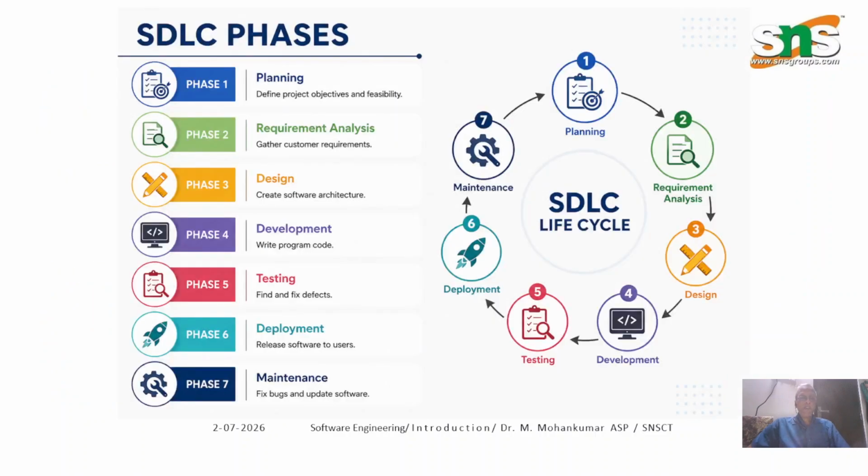In SDLC, the first phase is called planning, which defines the project objectives and feasibility. It is called the planning phase because the customer may ask us to release the application within 3 months, or within 2 months, or say they need 6 months. You have to develop the application and give it within that time. So planning is a must here. This is called feasible planning; both the developer end and the customer end have to come to a mutual understanding in the planning phase.